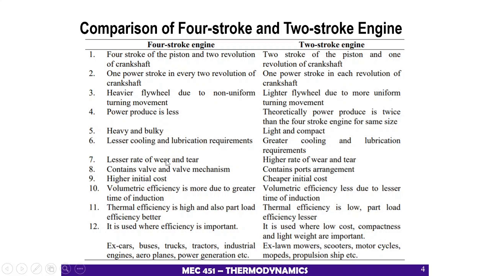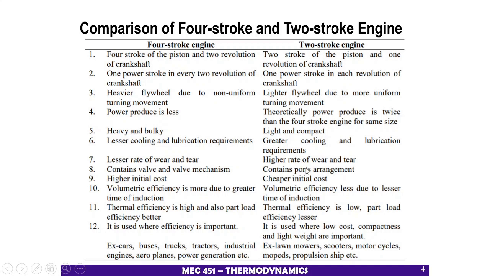Number 6, the 4-stroke has lesser cooling and lubrication requirement, but the 2-stroke engine has greater cooling and lubricant requirement, as the 2-stroke requires 2T oil, but the 4-stroke only requires engine oil. So the 2-stroke requires 2 types of oil, which are 2T and 4T. Number 7, the 4-stroke engine has a lesser rate of wear and tear, while the 2-stroke engine has a higher rate of wear and tear because of the high revolution. Number 8, contains valve and valve mechanism.